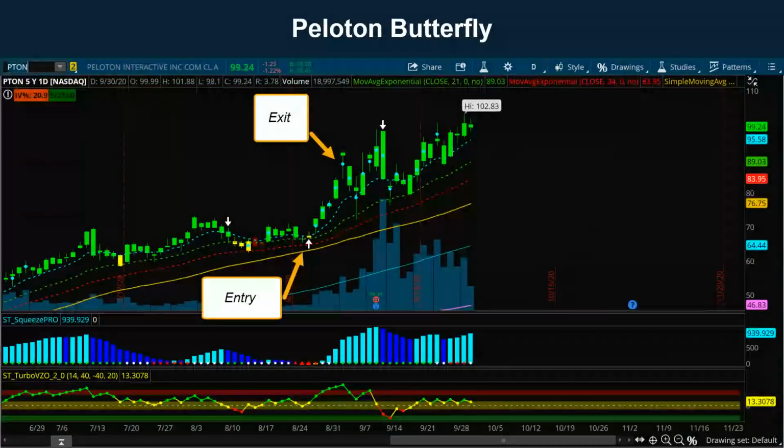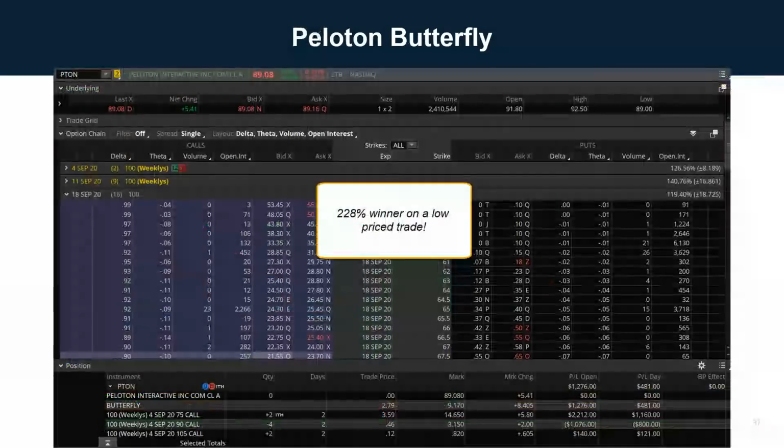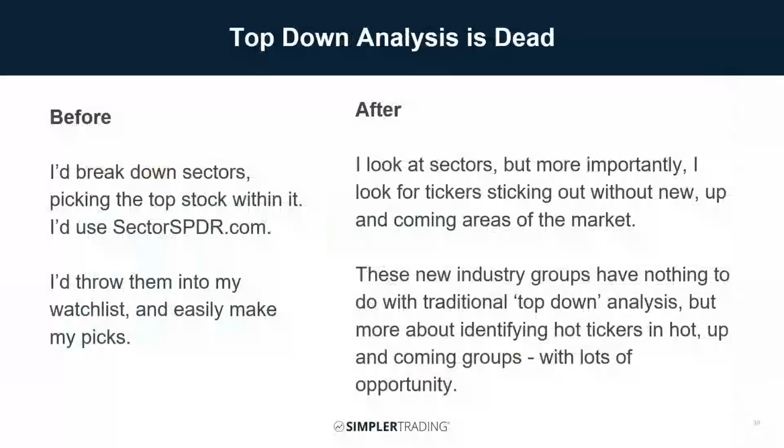Here's an example of a Peloton butterfly. Again, you have a volume breakout move, boom, right up to my target. And in this example, I had a 228% winner. And this butterfly only cost me 279 cents, all right? And that made for about $1,200 of profit, okay?